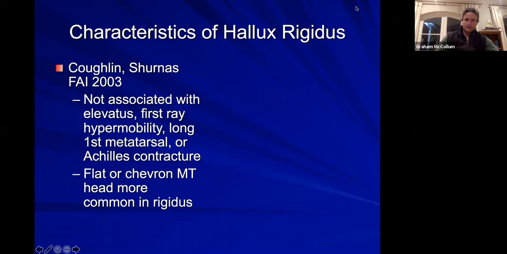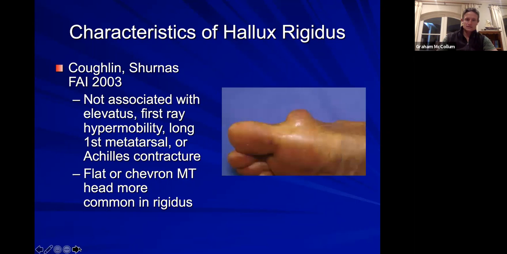So Coughlin, he refuted that elevated first ray. In his study, he showed that there wasn't really a correlation between a gastroc contracture, or that there wasn't a difference between patients with a square or rounded head. But other authors have contradicted this.